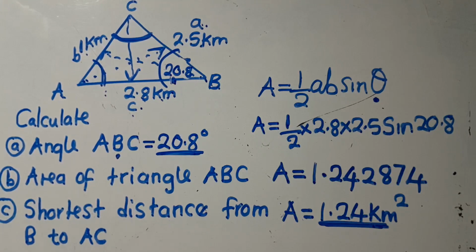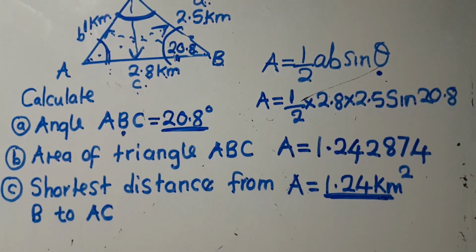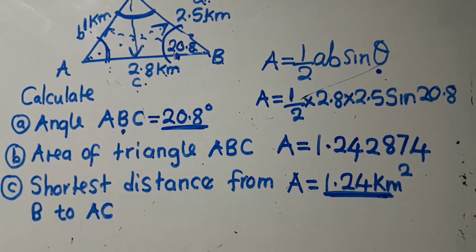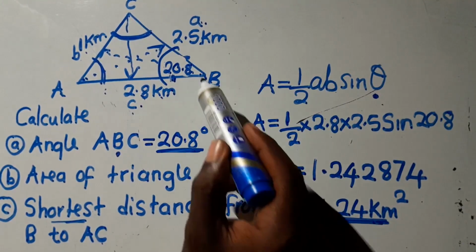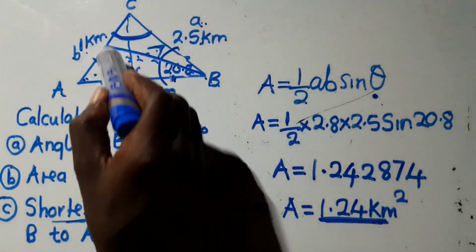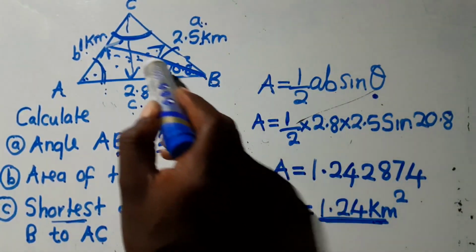I'm done with this. I now go to the last question. The last question is saying, calculate the shortest distance from B to AC. Shortest distance from where? From B. So you are calculating the shortest distance from B to AC. This shortest distance from here to there.